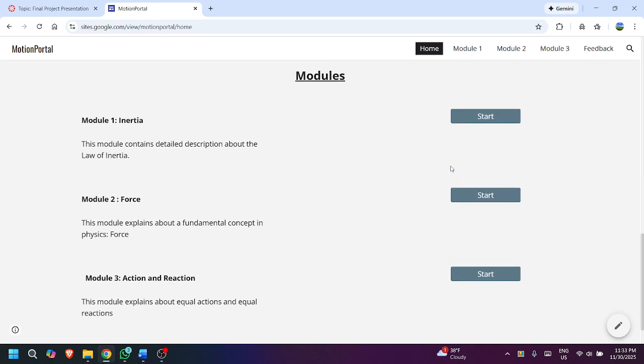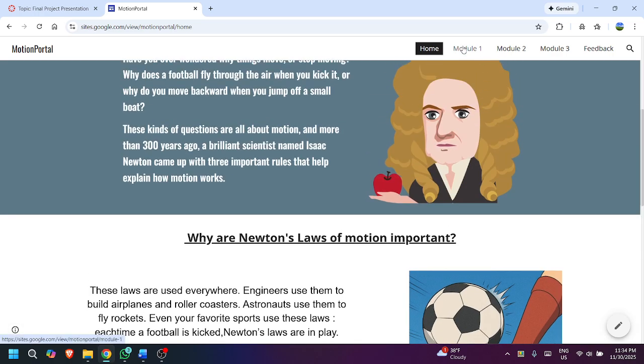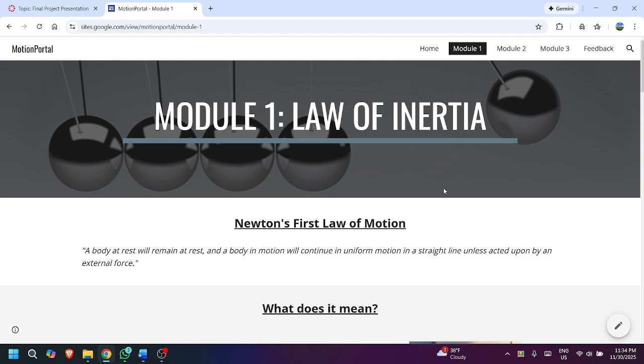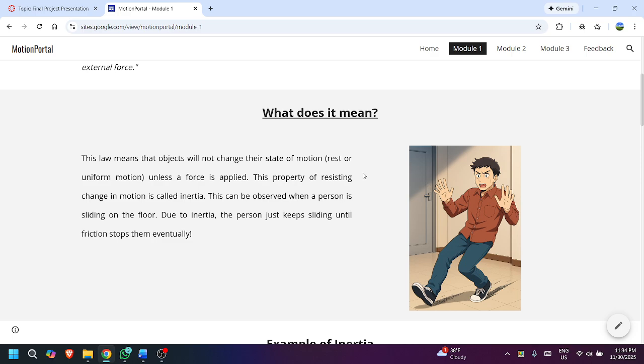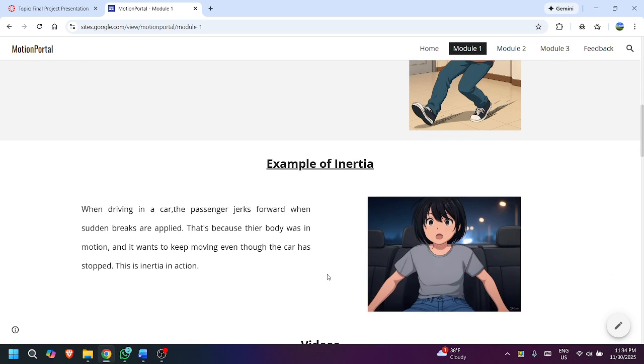Here is the list of modules. Module 1 is about inertia, module 2 is about force, and module 3 is about action and reaction. So module 1 is the law of inertia. This contains explanation and images related to the first law of motion.